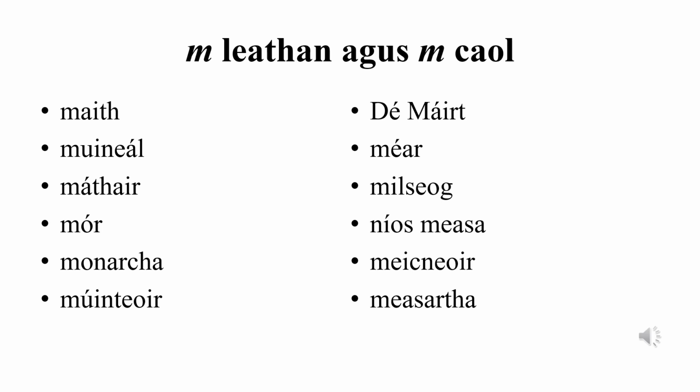Foghraíocht cuid a. Ma, muinál, máthir, mór, monarcha, muinteoir, démort, méir, millseog, níos measa, mecnóir, measartha.